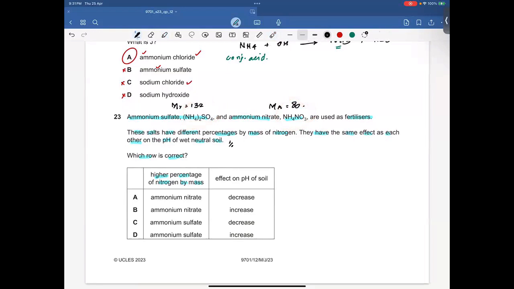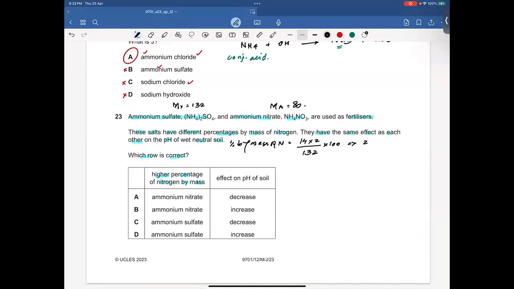So the percentage by mass of nitrogen in ammonium sulfate: we have two nitrogen atoms in ammonium sulfate. The AR of nitrogen is 14, and we have two atoms in the formula, so times 2. The MR of ammonium sulfate is 132, times 100. So you will get 21.2% by mass of nitrogen.